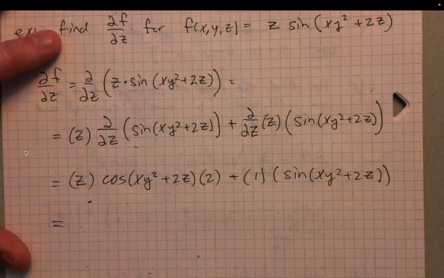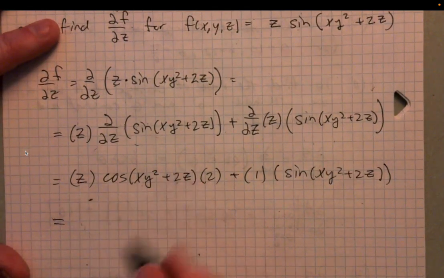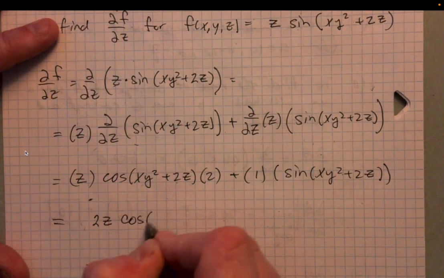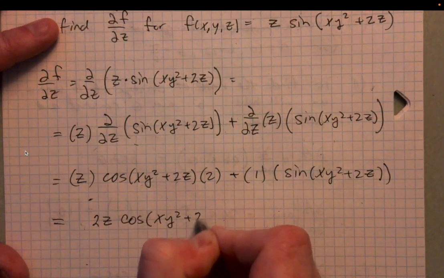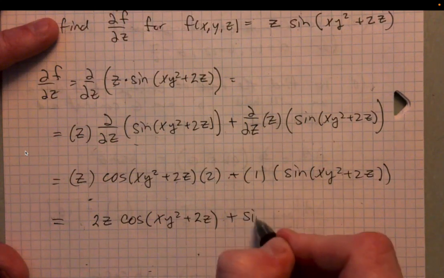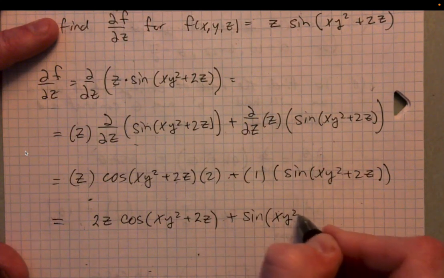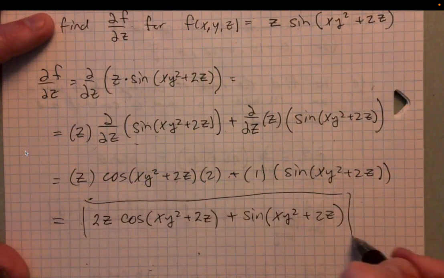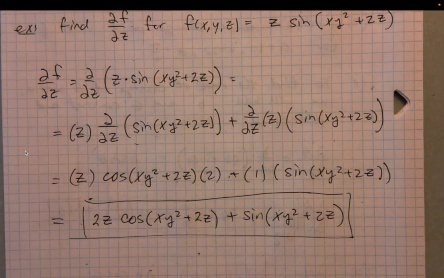And so altogether, you would have what? You would have 2z times the cosine of xy squared plus 2z, and then plus over here just the sine of xy squared plus 2z. Okay, so this would be the derivative. All right.